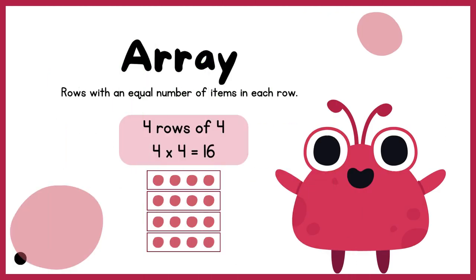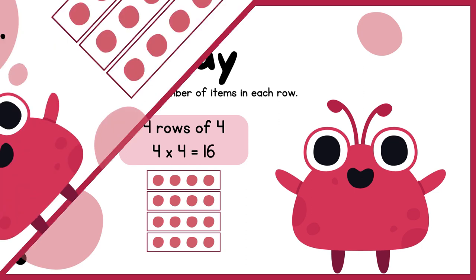Array! It's rows with an equal number of items in each row. 4 rows of 4 will equal 4 times 4 equals 16. 1, 2, 3, 4, 5, 6, 7, 8, 9, 10, 11, 12, 13, 14, 15, 16.